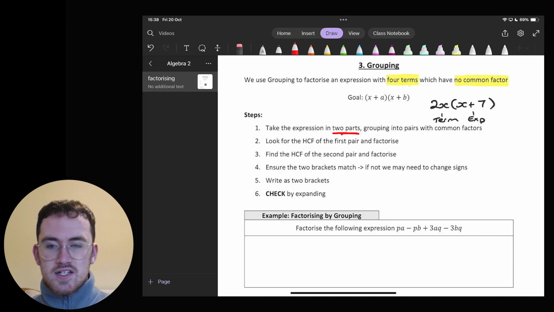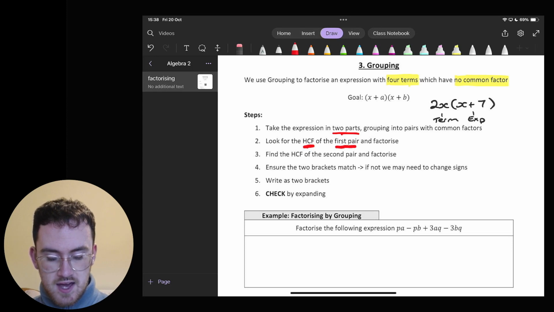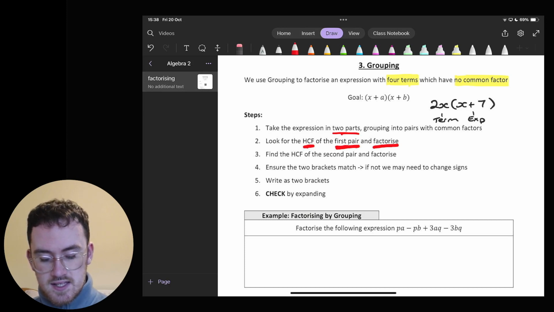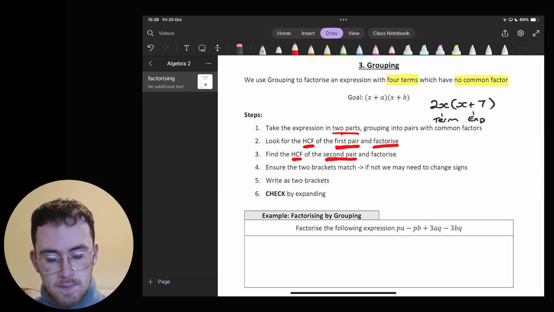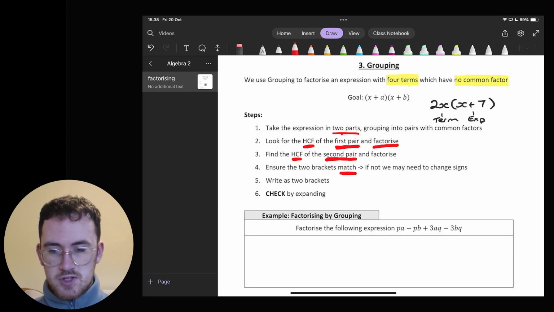So once we've split it into two parts, we look for the highest common factor of the first pair, and we factorize. This is why I said you need to know your highest common factor before you look at this one. Same thing goes with the second pair. We then need to make sure that the two brackets we've come up with match, thinking back at how we did our highest common factor from before. If they don't, then we may need to change something like the signs. We then write it as two brackets and check by expanding. Okay, we can check by multiplying out.